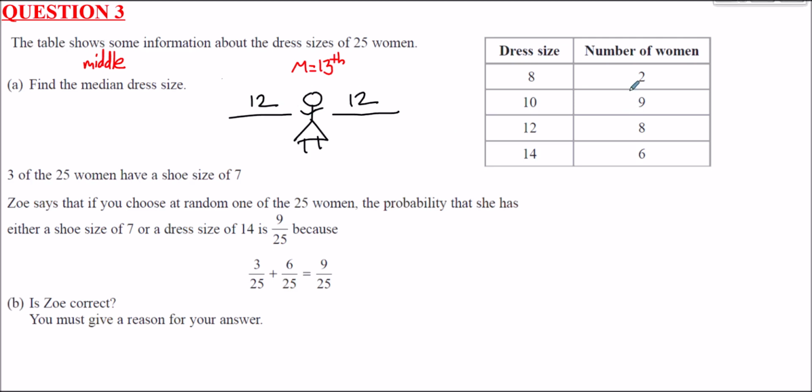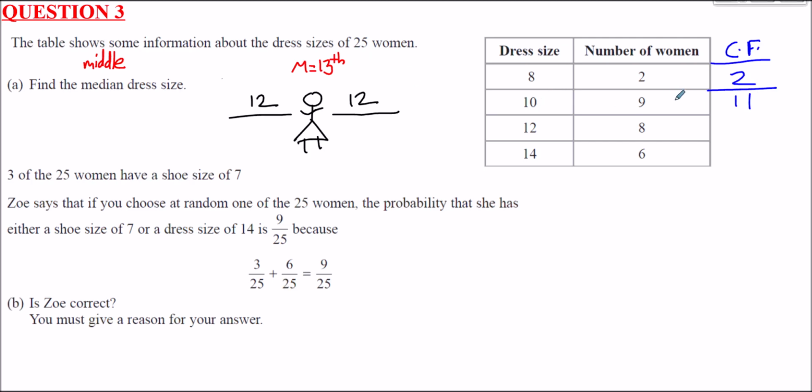So we need to use this table to find whereabouts in which category the 13th woman would be. So if we do a running total here, which I'm going to call cumulative frequency, CF, then the first two women are here. So obviously that's nowhere near the 13th woman. Then for dress size 10 and dress size 8 is the first 2 plus 9 women, which is 11. So the first 11 women are either going to be a dress size 8 or 10. So we're not at the 13th one yet.